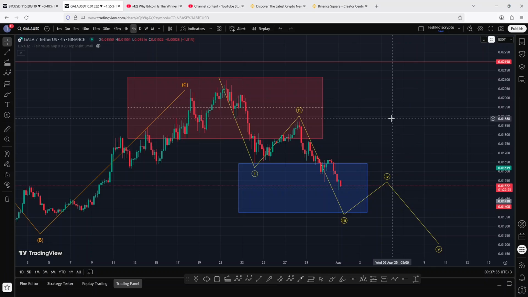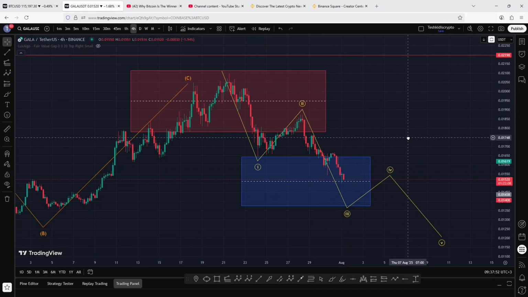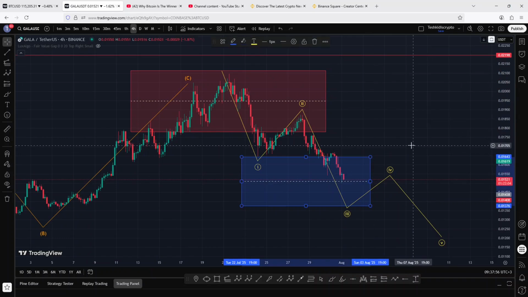Gala Games continues to see further downside after getting rejected within our key area of resistance between the 0.02115 and the 0.0178, which is that red target area on the chart. And at the time of this recording, we continue to hold within a Fibonacci key area of support between the 0.01643 and the 0.01376.